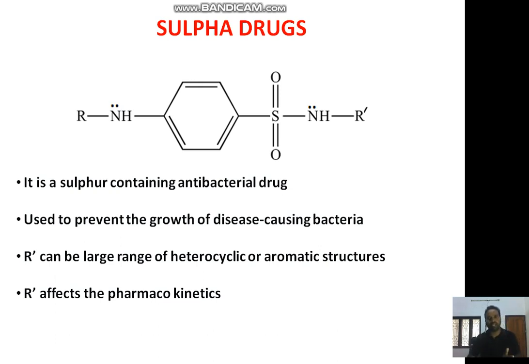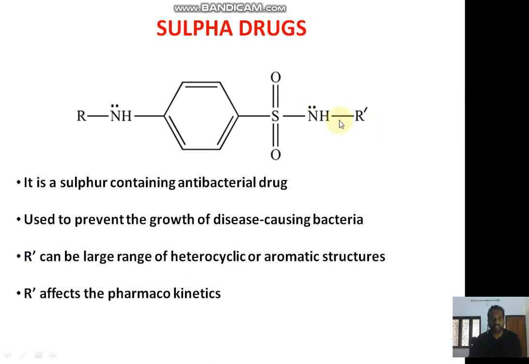But once the penicillin comes to the market, the importance of sulfur drugs came down. Another thing, after some usage of sulfur drug, the antibacterial activity comes down because many bacteria got resistance to this drug. But still, it was useful before the penicillin comes to the market. So it was used to prevent the growth of disease-causing bacteria.